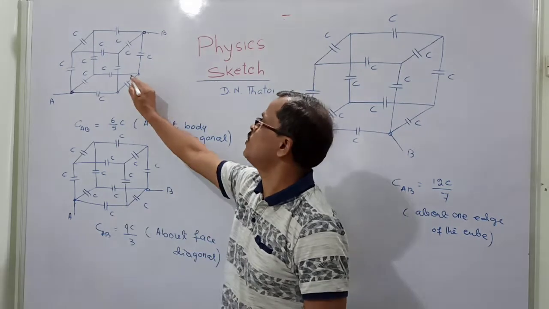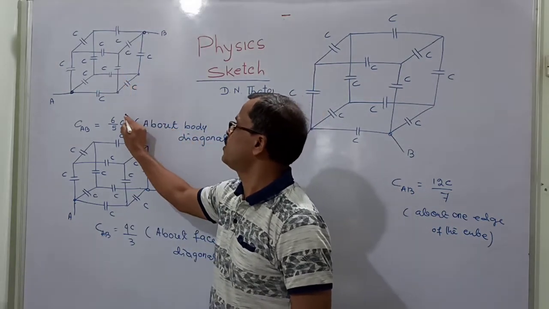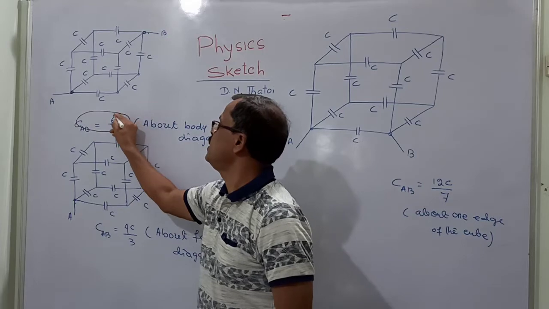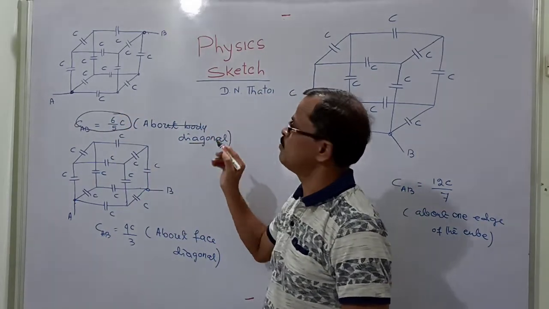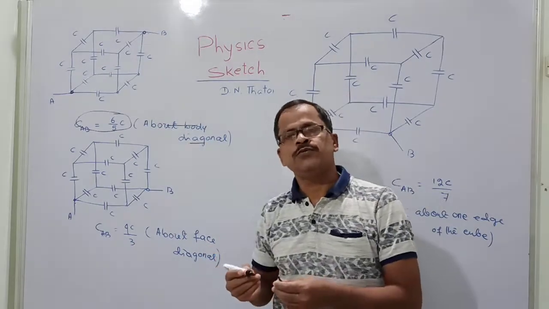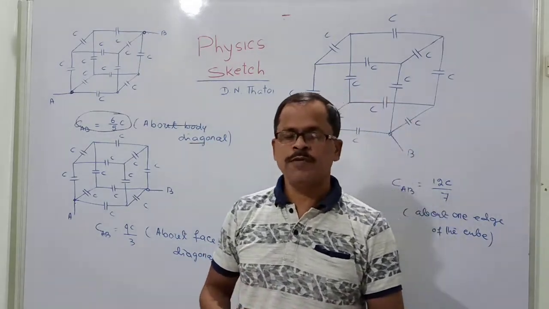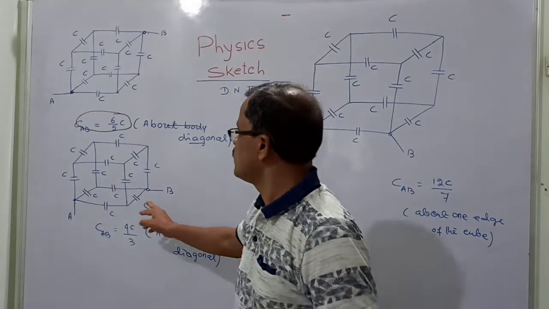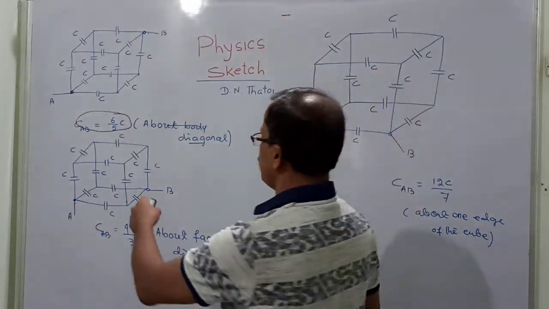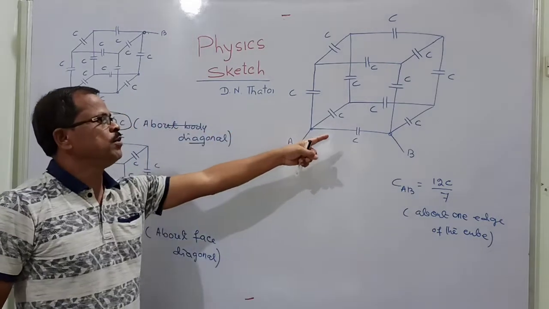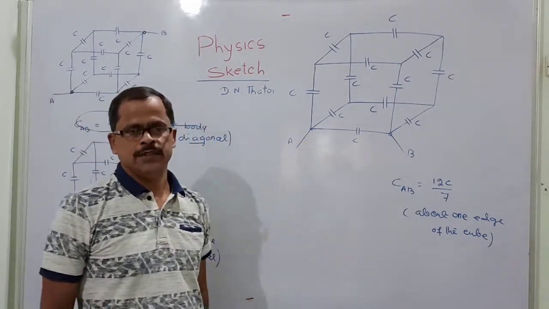Now this part we have already solved. The answer was found to be 6C by 5 about the body diagonal of a cube. Today we are going to solve another problem, about the face diagonal of a cube. After this, we are going to solve about one edge of the cube.